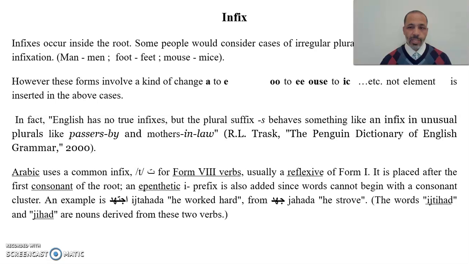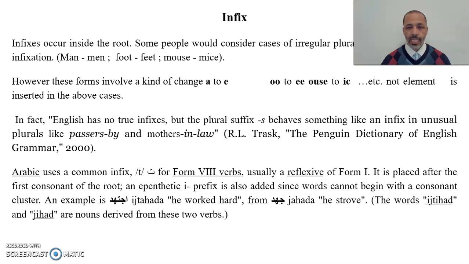We can venture and say that examples like man, which becomes men, foot, which becomes feet, mouse, which becomes mice, are illustrations of infixation in English, because there is a kind of change which occurs in the middle of the word. So man becomes men. There is an e which is inserted in the middle. Foot becomes feet. There is a double e which is inserted in the middle, and so on.